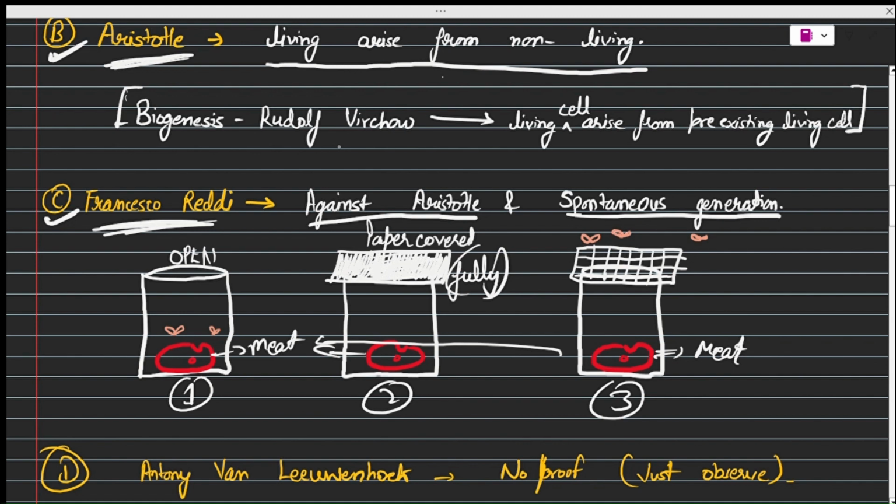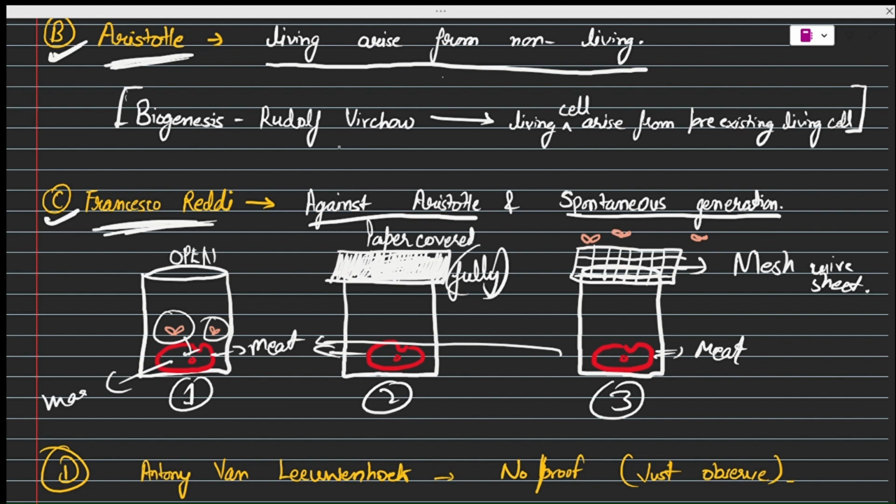Using a paper. Okay. And the third container was having a wired mesh, what we call in Hindi is jali type thing, and he covered the third with that mesh wire sheet. Okay. So what happened was, because first was open and these flies came in contact with the meat, that's why maggot was produced in first. Okay. But the maggot was not produced in second and third.